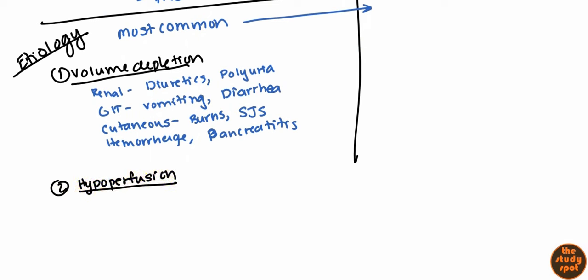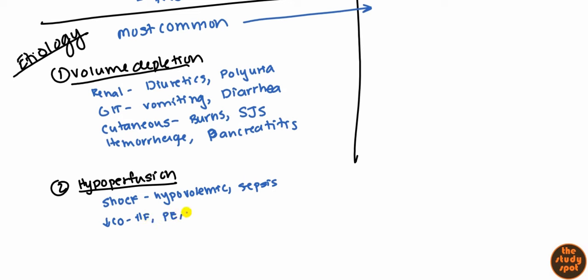In hypoperfusion, you have enough blood, you have enough fluids, but you're just not able to perfuse all of your organs, including your kidneys. The most common or most obvious cause would be shock, because that's kind of the definition. And this could either be hypovolemic shock, which would be volume depletion leading to hypoperfusion, or even sepsis, which would be normal volume there.